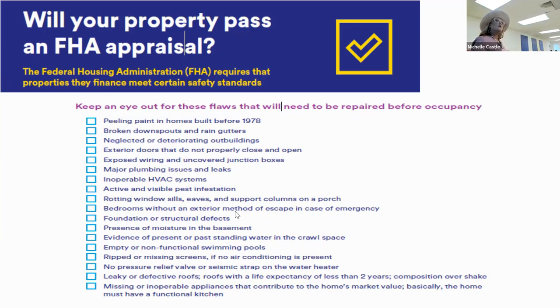Broken windows are an issue with FHA too. You always have to have a window you can raise in the bedroom in the event that there's a fire or they need a quick escape. Those are some of the things to be looking for.